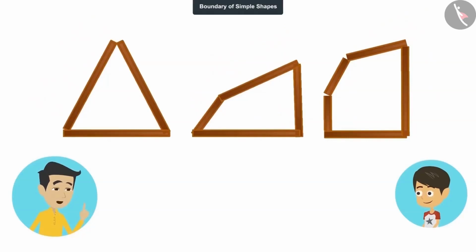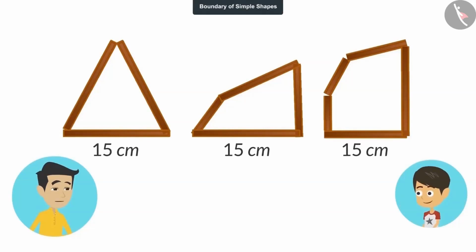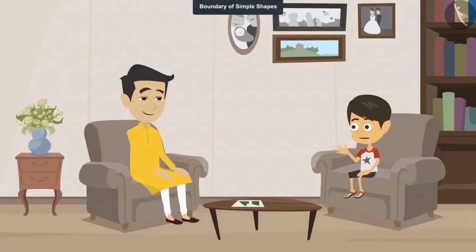Can you tell the length of their boundaries? Yes, it is very easy. Sticks of 15 centimeters each have been used to make all the 3 shapes. So the length of their boundaries will also be the same. That is 15 centimeters. You see, the shape of these 3 figures is different, despite the fact that the length of the boundaries is the same. Now I understand that different shapes can have the same length of boundary.